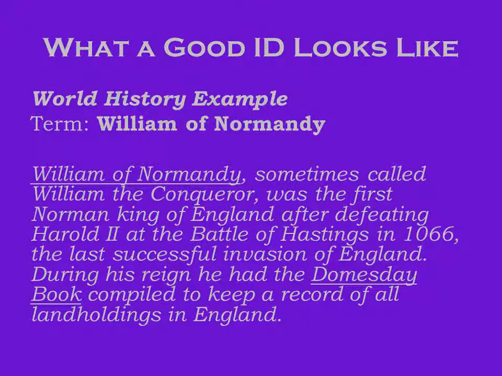So here is a world history example of a good ID for William of Normandy. William of Normandy, sometimes called William the Conqueror, was the first Norman king of England. So there it is right there, who he was. After defeating Harold II at the Battle of Hastings in 1066, the last successful invasion of England. So right there, I've given the significance of William of Normandy for a broad scope of history, saying that in 1,000 years now, England has not been invaded, so that's why William of Normandy is important.